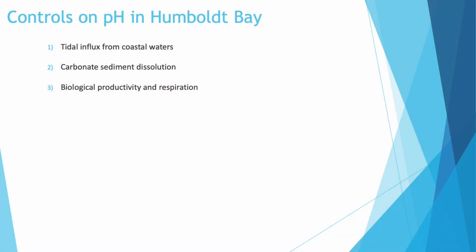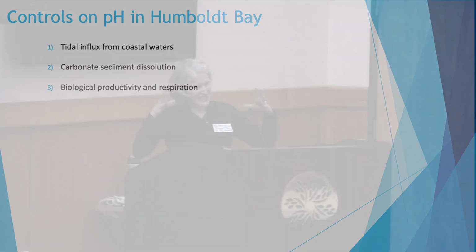So the next project that is kind of another motivating factor for why we're looking at these currents was looking at the controls on pH in Humboldt Bay. And again, one of the hypotheses was to look at potentially tidal influx from coastal waters. Potentially we're bringing in different pH from coastal waters, as well as looking at, again, this idea of tidal mixing. We have this big, huge tidal flux in the bay, and perhaps we're getting some carbonate sediment that's getting stirred up with the tide and leading to some carbonate sediment dissolution that would then be able to act as a buffer for the pH.